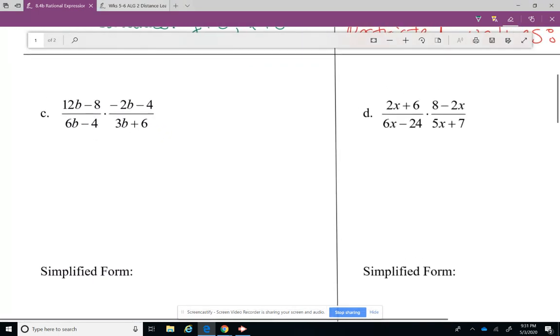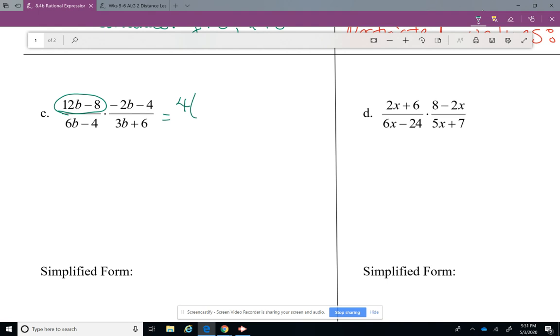All right, now this looks like more of an expression. So we're going to have to factor like we were doing yesterday. So if you look at these two, 12b minus 8, I know that 4 can go into both of them. So 4 times what? 3b. And then 4 times what would be negative 8, negative 2.